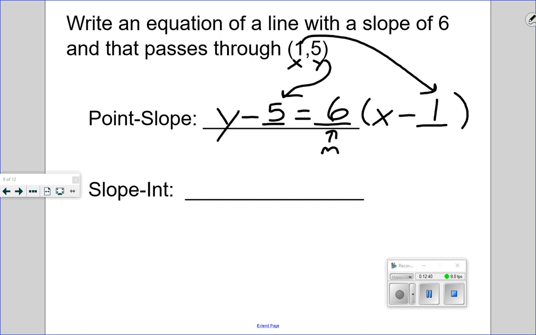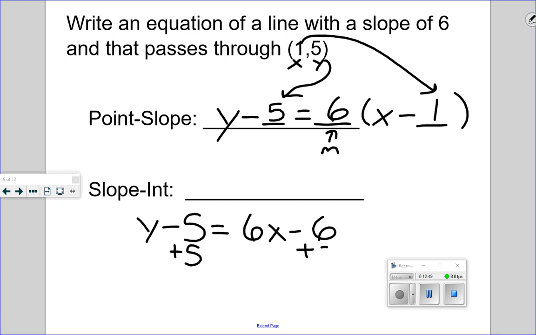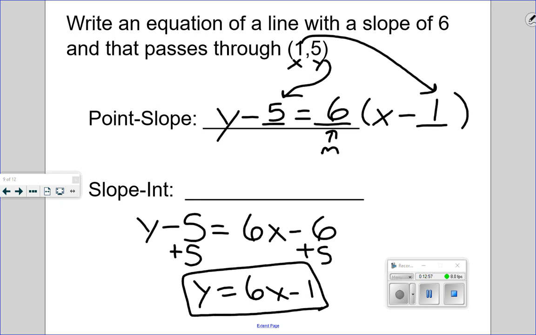You isolate the y. So in this case, we would distribute a 6 first on the right side, add 5 to isolate y, and that's my slope-intercept form. So even if you're being asked to put it in slope-intercept form, it's a really good idea to put it in point-slope form first, especially if you're given a random point and the slope. It's a lot easier to do it in point-slope form first, and then you can convert it to slope-intercept form if you need to.